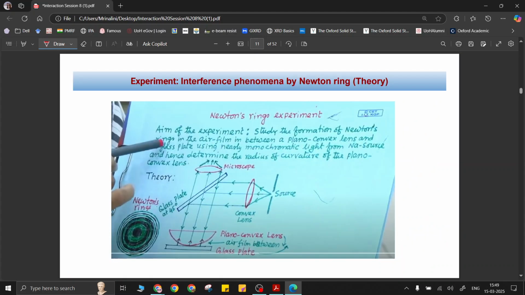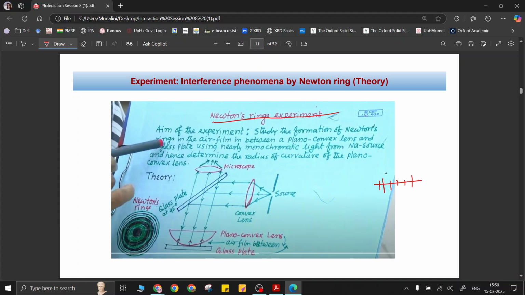The first experiment we'll discuss now is Newton's ring experiment. In this experiment we want to study the formation of Newton's rings. As I was telling, if we have an arrangement in linear fashion of dark and bright, we call them fringes. If the pattern is only forming in one direction, then we'll get dark and bright in a straight line.